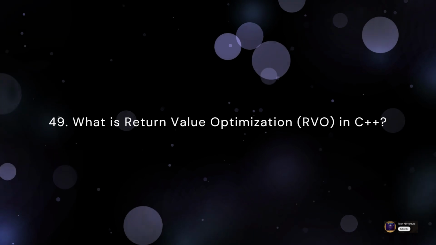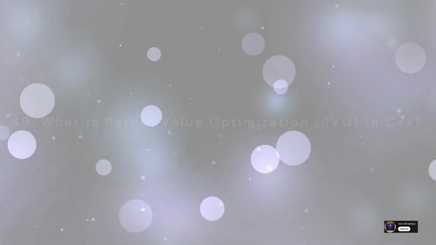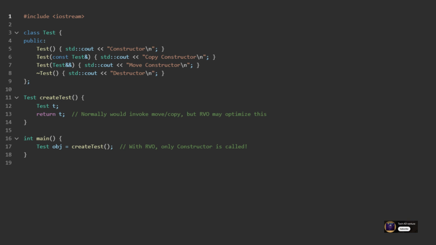49. What is return value optimization? Return value optimization, RVO, is a compiler optimization technique in C++ where the compiler eliminates the temporary object created to hold a function's return value. Instead of creating a copy of the returned object, the compiler constructs the return value directly in the memory location where it will ultimately reside. With RVO, no temporary object is created, and no copy or move constructor is called. It boosts performance by eliminating unnecessary operations.